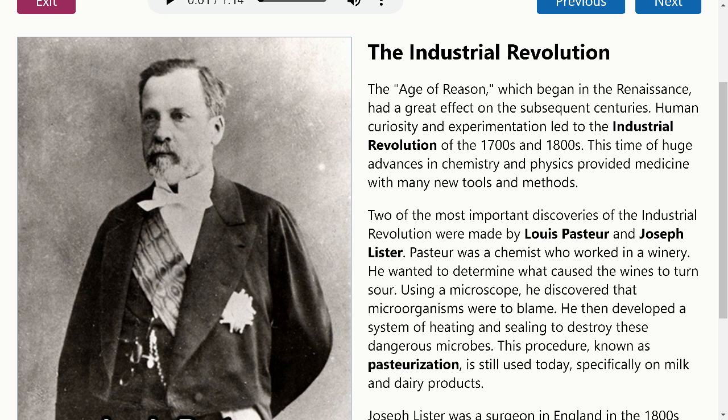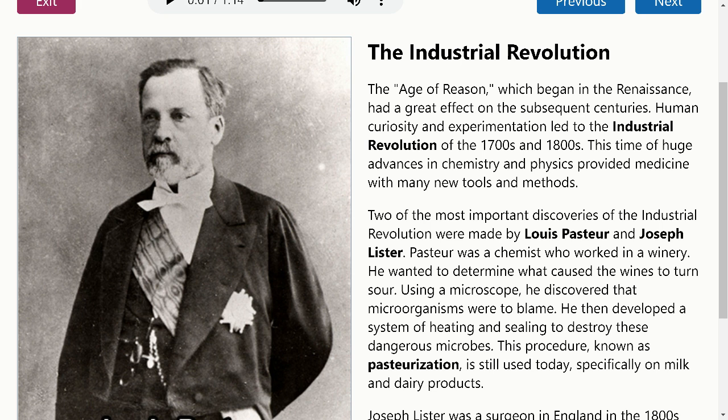All right, so human curiosity and experimentation led to the Industrial Revolution of the 1700s and 1800s. This time of huge advances in chemistry and physics provided medicine with many new tools and methods. So you had two important discoveries. You have Louis Pasteur and Joseph Lister.